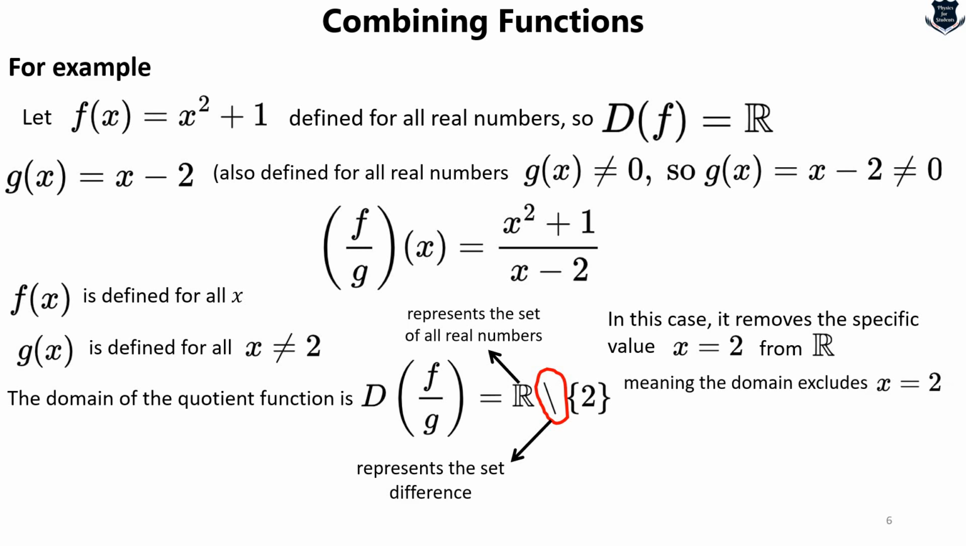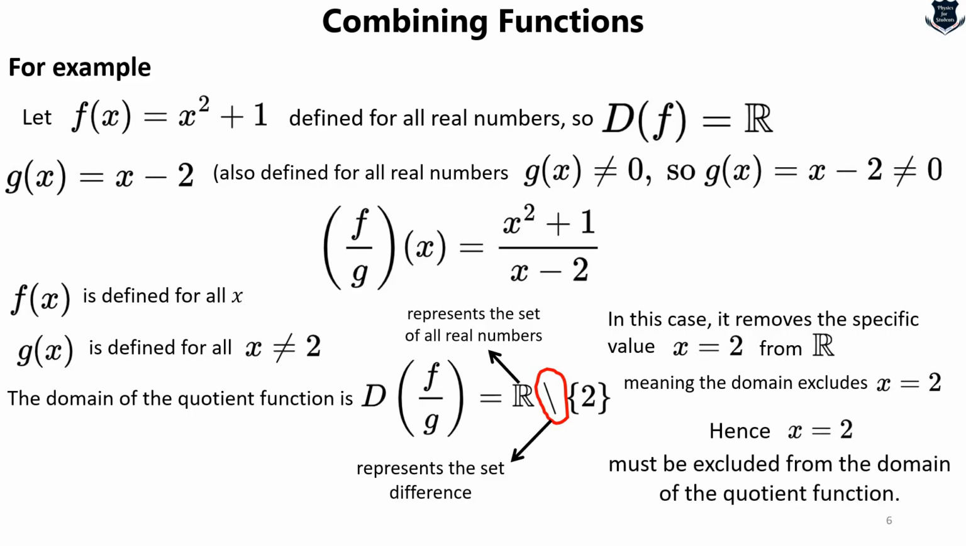So this is basically removing. That means it is actually showing what is called the set difference. So from here what we can say is that x equals 2 must be excluded from the domain of the quotient function. So more or less, the notation f upon g simply means taking the point-wise division of f of x by g of x, provided that g of x is not equal to 0, and the domain ensures that the division is valid. So this is what is meant by combining of functions.